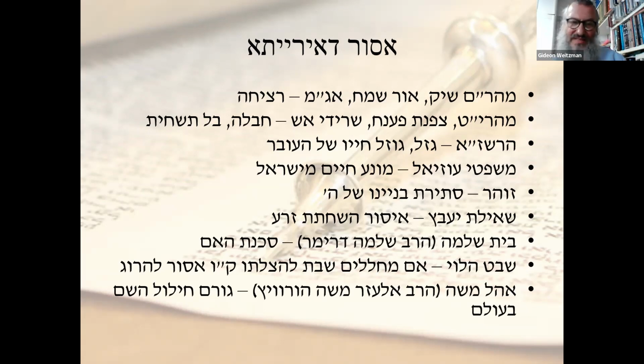Rav Vosner says if we mechalel Shabbat to save a child, so kal vachomer we can't kill him. It can't be that we mechalel Shabbat and we're allowed to kill him. Rav Weiss in a shiur recently said exactly the same svara. I said that's the only svara that makes sense. And the Oz Moshe, Moshe Horowitz, says it's a chilul Hashem. There's no real isur, but it's a chilul Hashem to do such a thing.